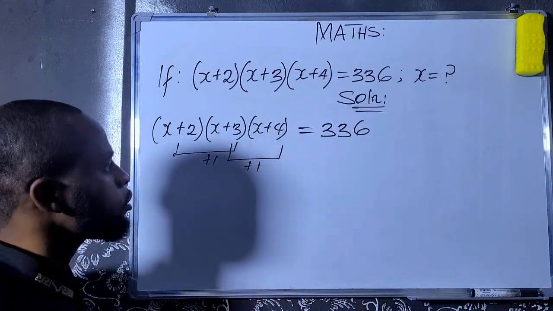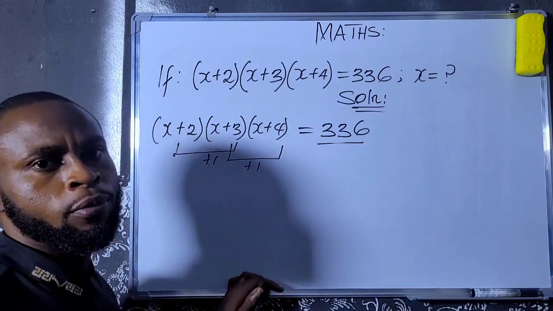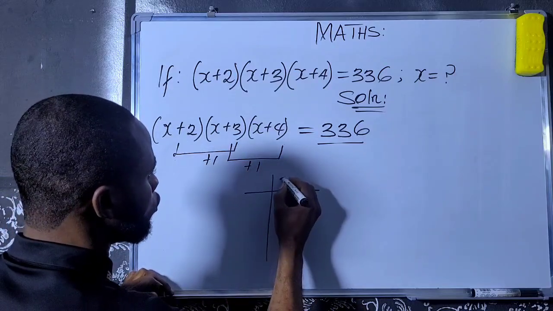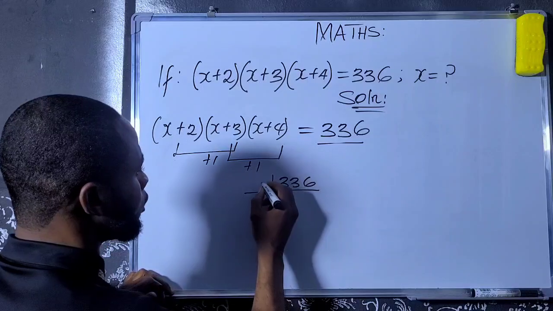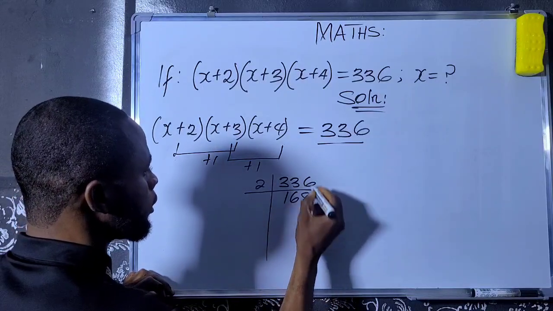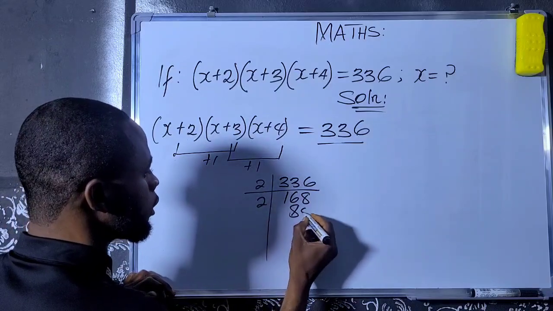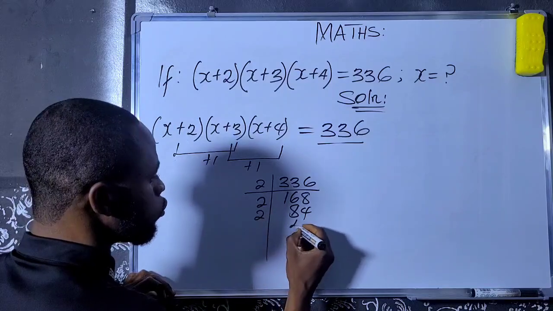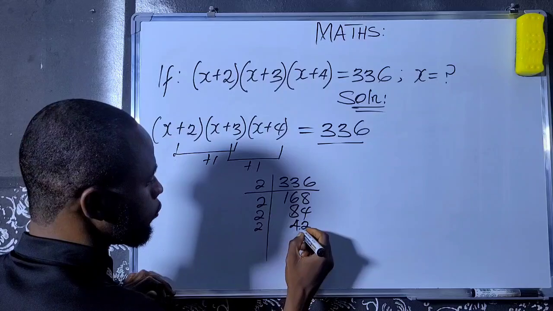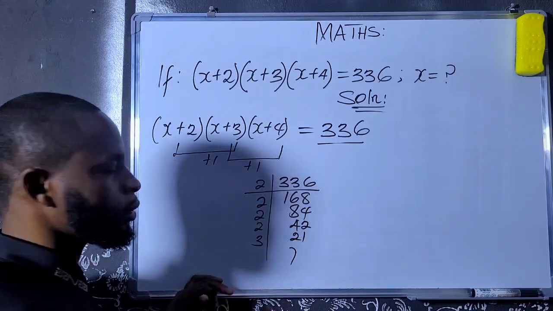In that case, let us factor 336 into its prime factors. Let's start with 2. 336 divided by 2 gives us 168. We have here 2 again, that gives us 84. 2 again, we have 42. Then 2 again, we have 21. Then 3, and we have 7.